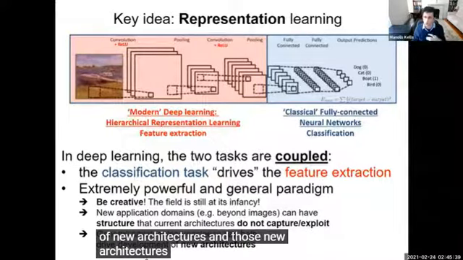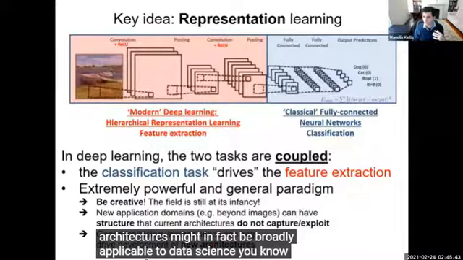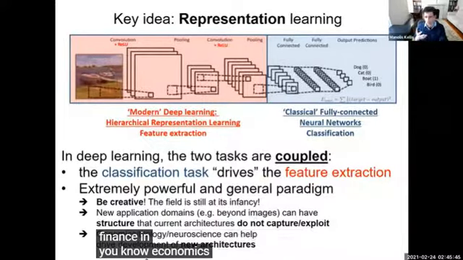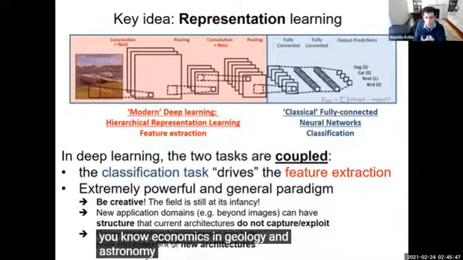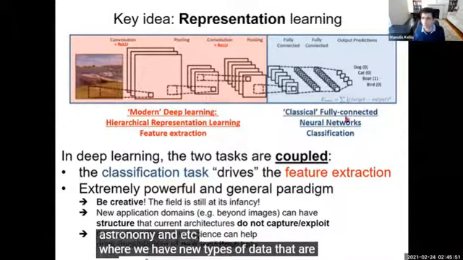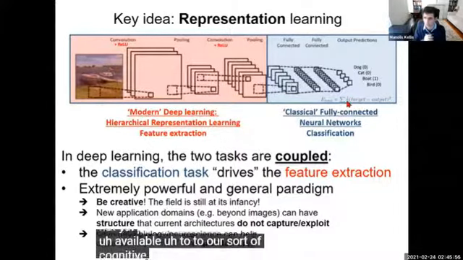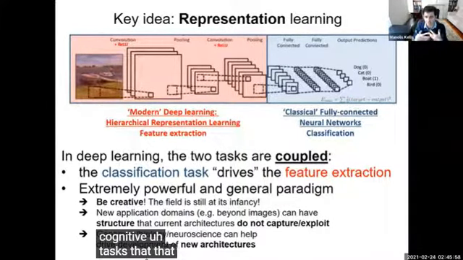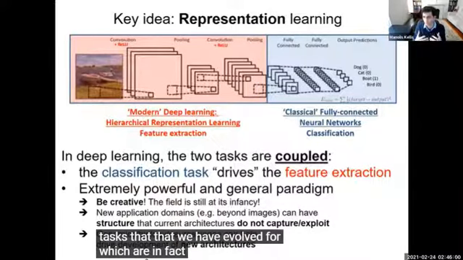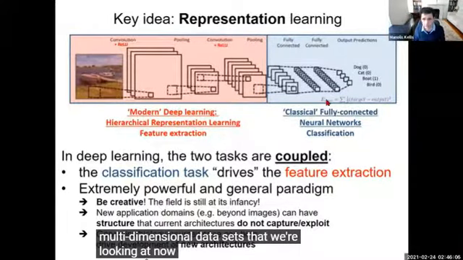And those new architectures might in fact be broadly applicable to data science, in finance, in economics, in geology, in astronomy, and so on, where we have new types of data that are not yet available to our cognitive tasks that we have evolved for, which are in fact much more simple in a way than the extremely multidimensional data sets that we're looking at now.